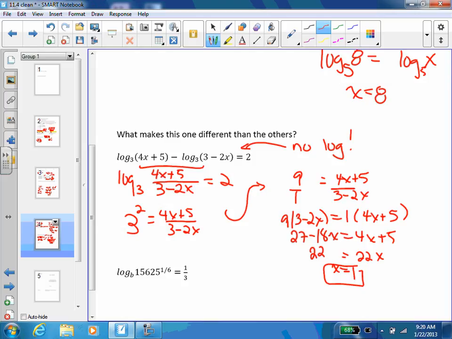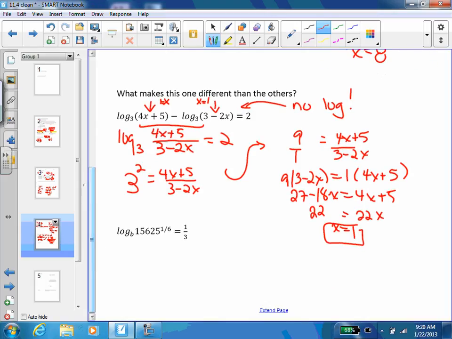Check. So I got to plug in 1 here, and I got to plug 1 in here. I have to make sure it's okay in each case. So I usually do a little chart. And I say, this is my value of x, and these are the places that I plug it in. And I make sure that I get a positive value. This gives me 9. This gives me 1. That means my answer is okay. If any of these values would have been negative, then I couldn't have used 1 as my solution.